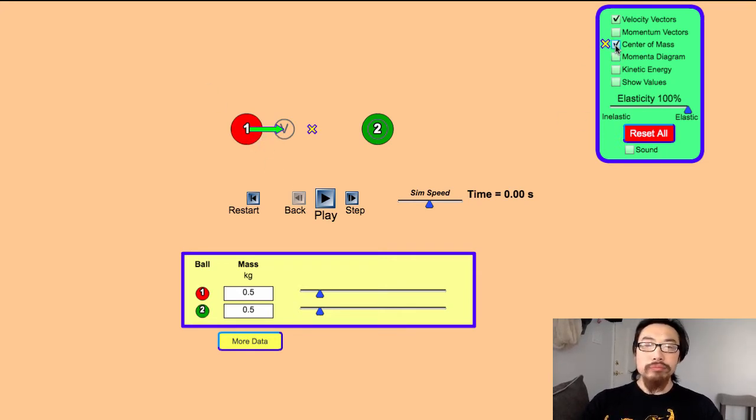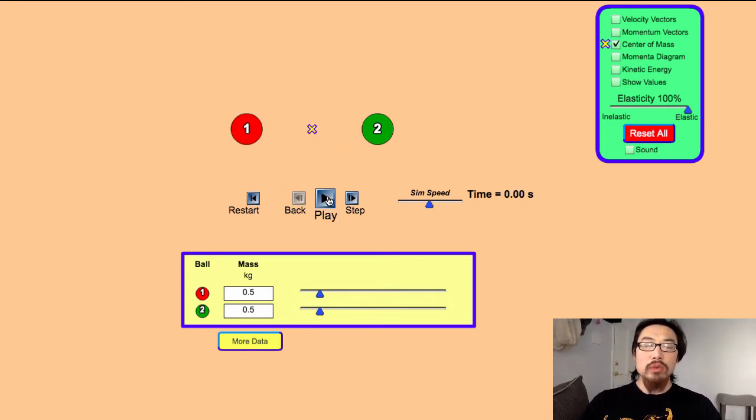Now, if I click on this little button here, this is center of mass, we can see that the center of mass is represented with an X right there. Okay, so this is a completely theoretical situation, so no energy will be lost. And if I push play, we can see how the center of mass moves as the red ball moves.